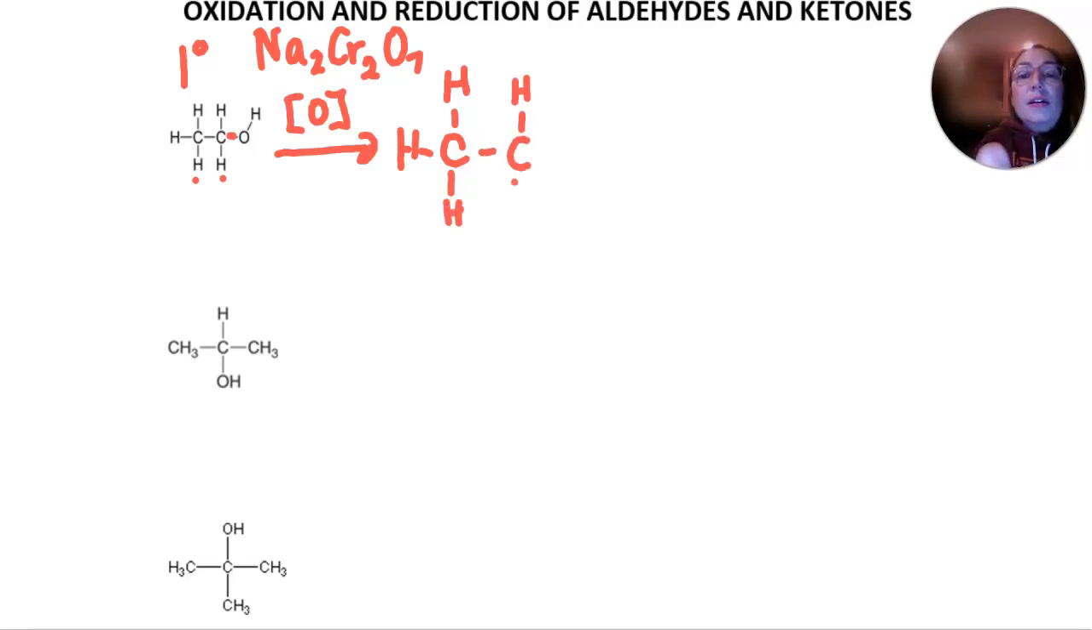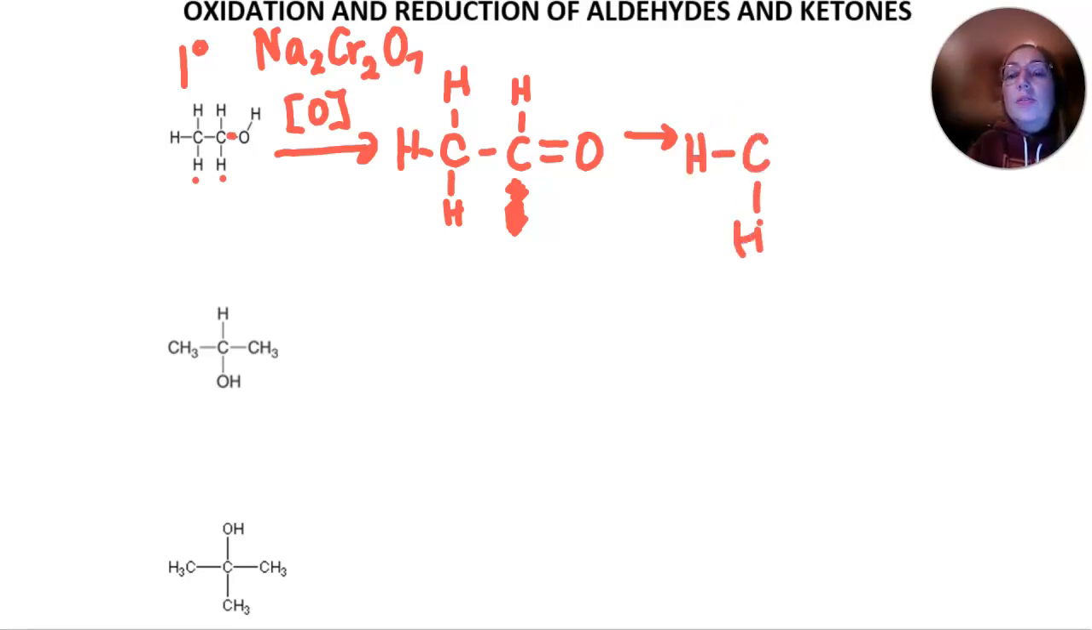We can oxidize that to an aldehyde. Oops, I didn't actually want to draw this bond to hydrogen. I just meant to make an aldehyde. So we can oxidize that to an aldehyde, but a strong oxidizing agent will further oxidize this. So I have my two carbons and my CH3, and will further oxidize my aldehyde to a carboxylic acid.